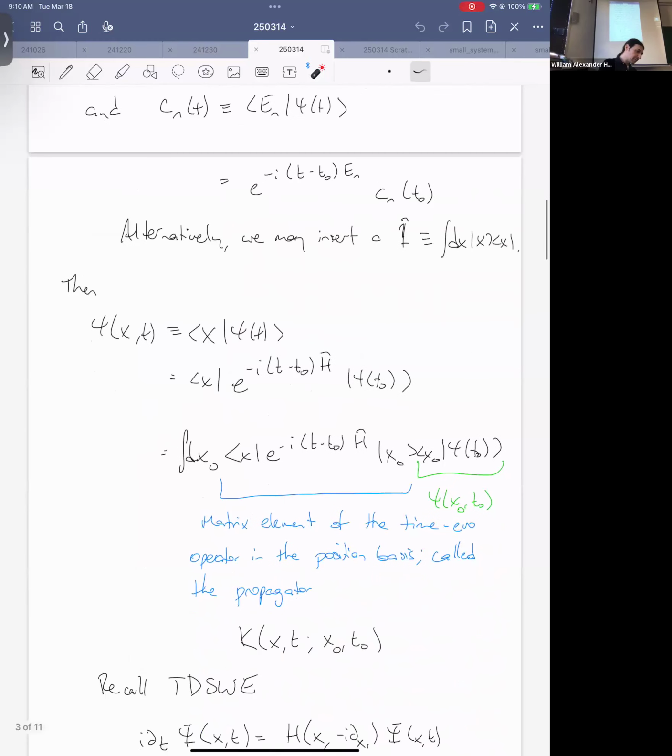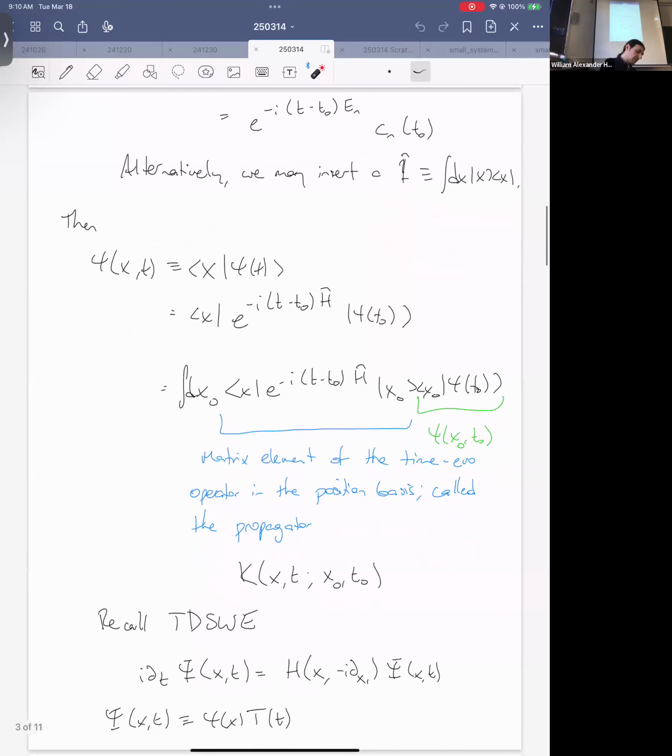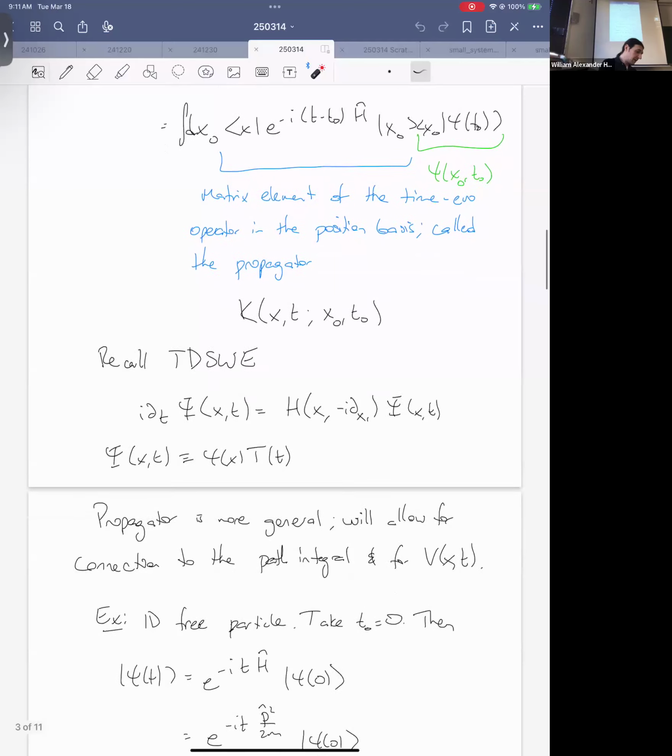And so we can talk about the time evolution of the coefficients in the basis of the energy eigenstates. Alternatively, we can insert a 1, and we can try to find the time-dependent wave function at some future time based on the time-dependent wave function at the initial time, integrated over position with this object here, which we call the propagator, and as was cleverly pointed out, is extremely reminiscent of a Green's function, and we'll talk about that more today.